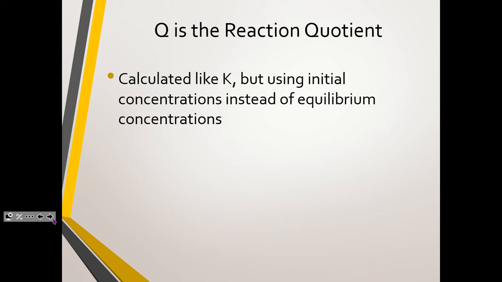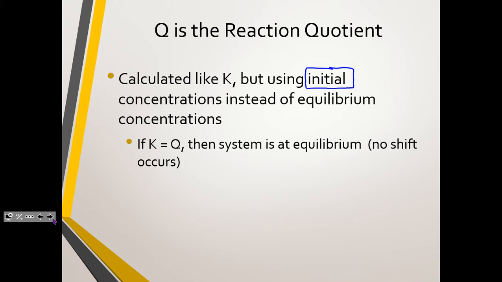Q is calculated like the value of capital K, the equilibrium constant, but we're going to use, and I'd like you to box this in if you've got your notes with you, the initial concentrations instead of the equilibrium concentrations. So a couple things to know. If K is equivalent to Q, then the system is already at equilibrium. It's not going to go anywhere. Sometimes we will show arrows of the same size.